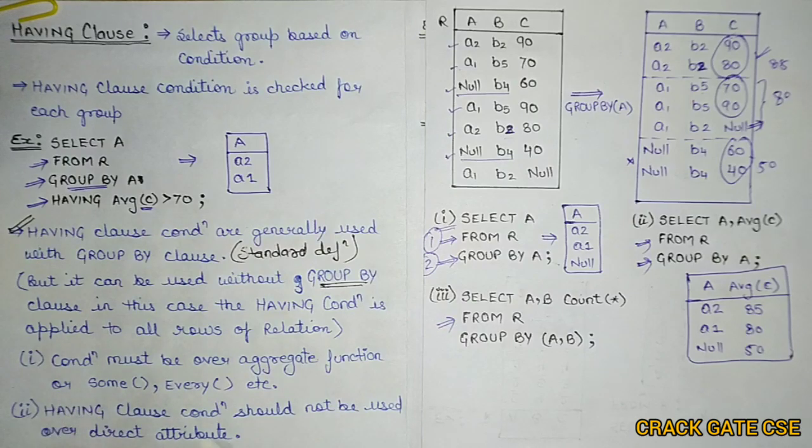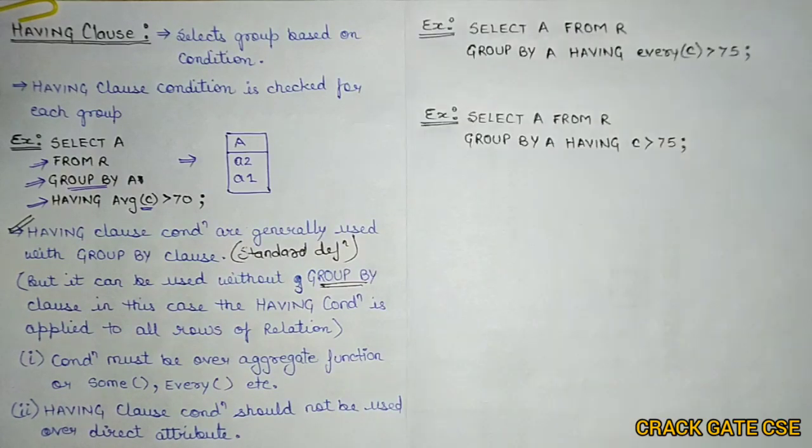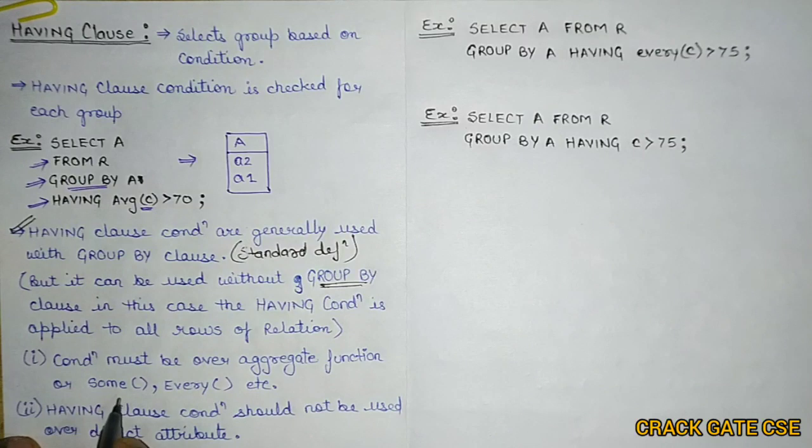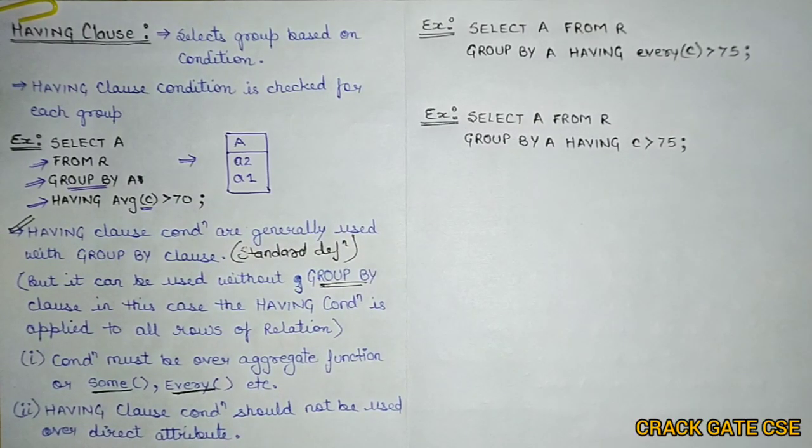Now there are two conditions which need to be understood. What are the two conditions? The having condition must be over an aggregate function. What is an aggregate function? I already told you in the previous video that sum, count, min, max are the aggregate functions. Along with the aggregate functions, there are also the functions some and every. So the conditions have to be used over these functions. It cannot be applied over a direct attribute. The having clause condition should not be used over a direct attribute. So these are the two conditions which are very important to understand.